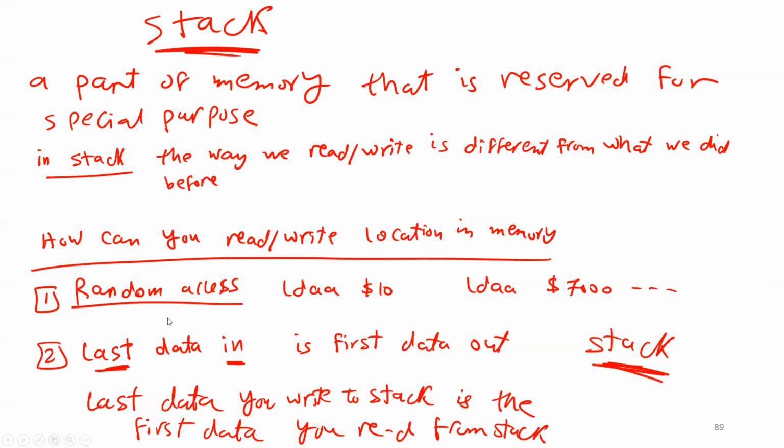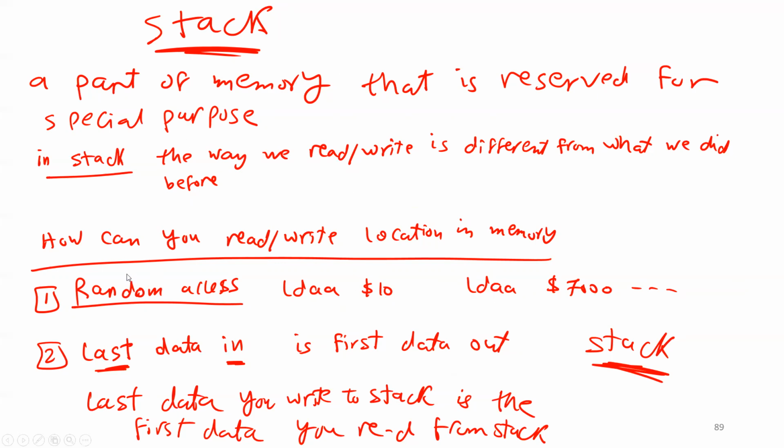What we did before, we call it random. Random means you can read any location. That is why you have to give me the address, because it's random. You cannot just tell me load. No, it doesn't make sense. You have to tell me which location.